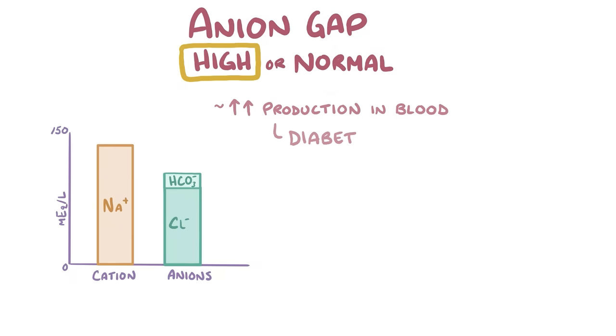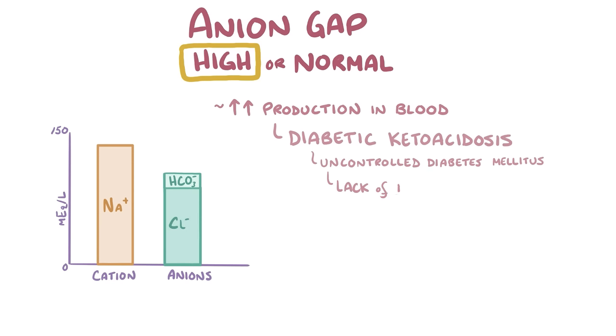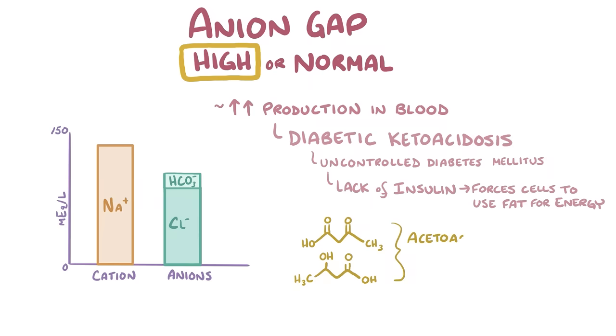Another example is diabetic ketoacidosis, which can happen in uncontrolled diabetes mellitus, where the lack of insulin forces cells to use fats as primary energy fuel instead of glucose. Fats are then converted to keto acids, like acetoacetic acid and beta-hydroxybutyric acid.